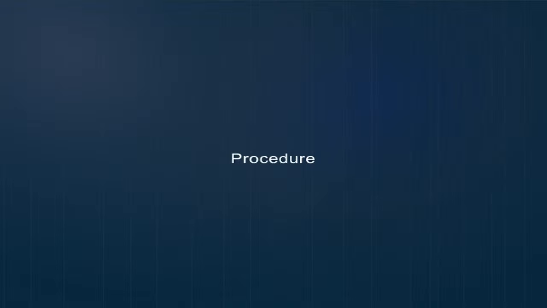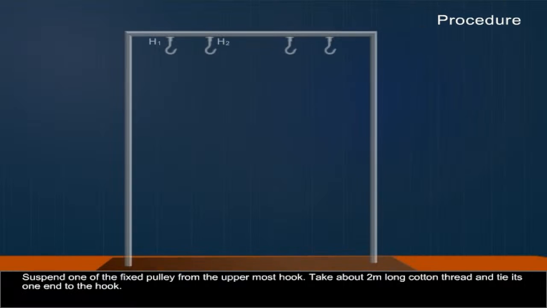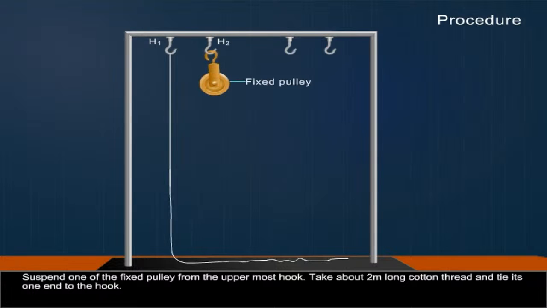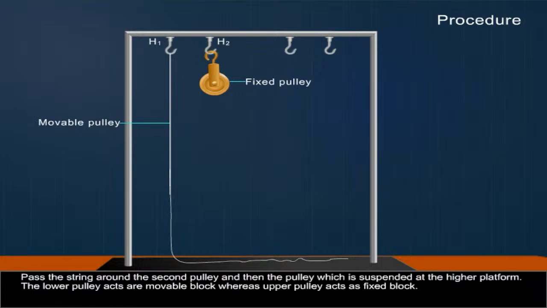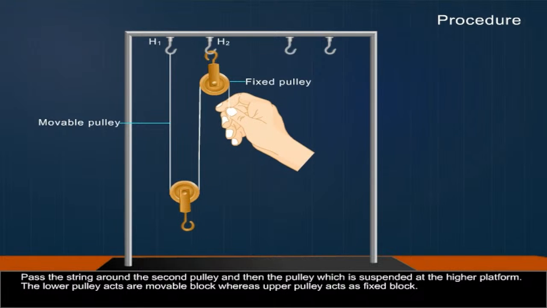Procedure. Suspend one of the fixed pulleys from the uppermost hook. Take about 2 meter long cotton thread and tie its one end to the hook. Pass the string around the second pulley and then the pulley which is suspended at the higher platform.